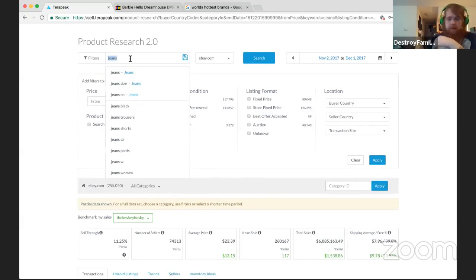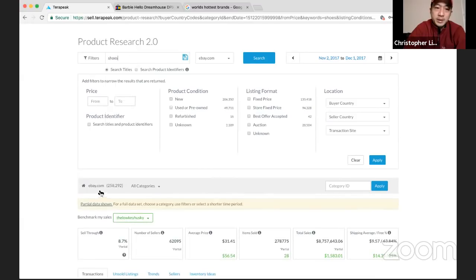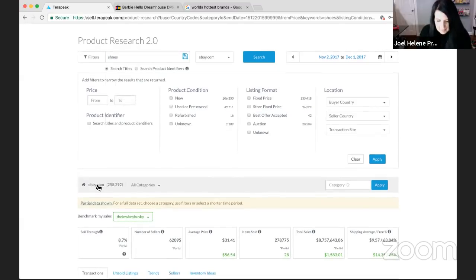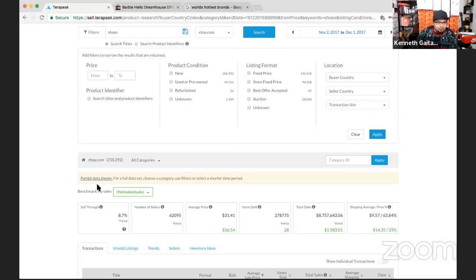So let's look at shoes, the category, and see how big it is. Wow. Definitely do not go into shoes. Because when we did Nike, it wasn't just shoes. 8%. Look at that. That's horrible. Shoes as a category is very flooded. Yep.